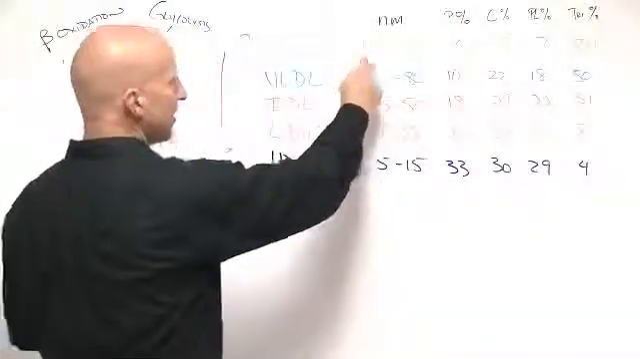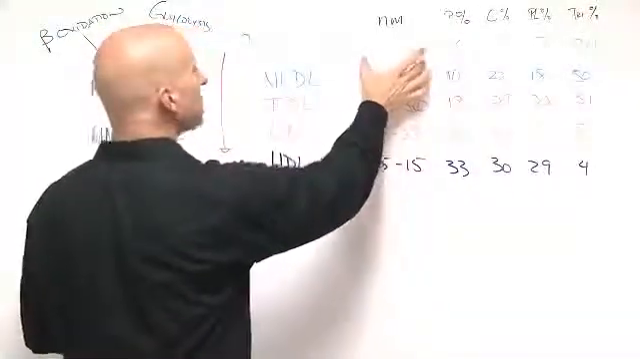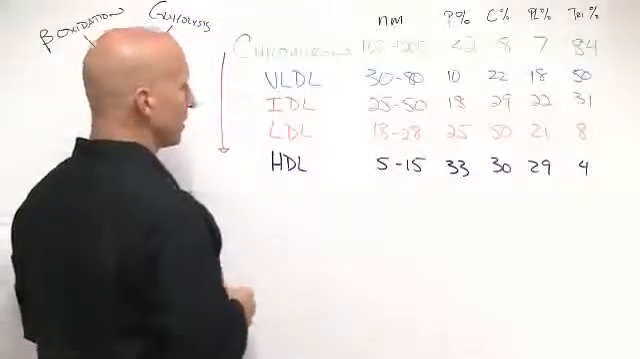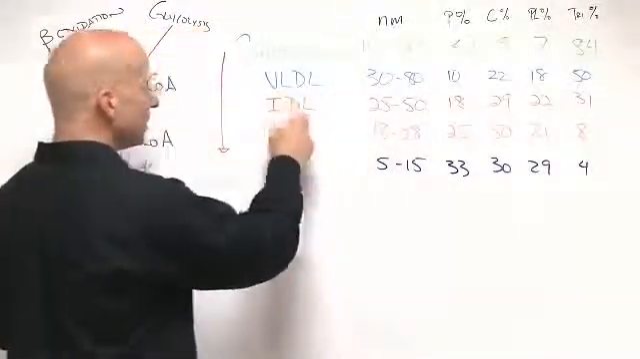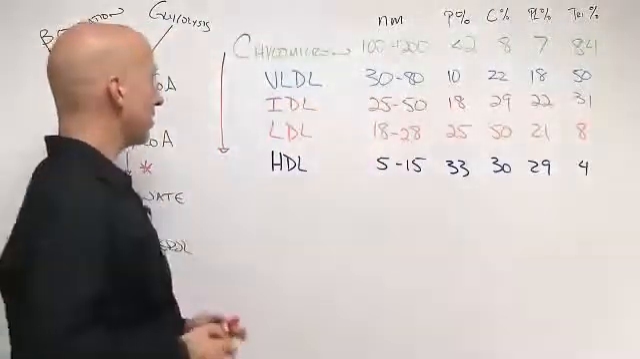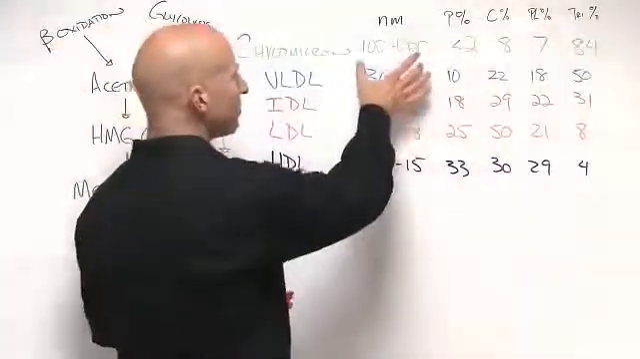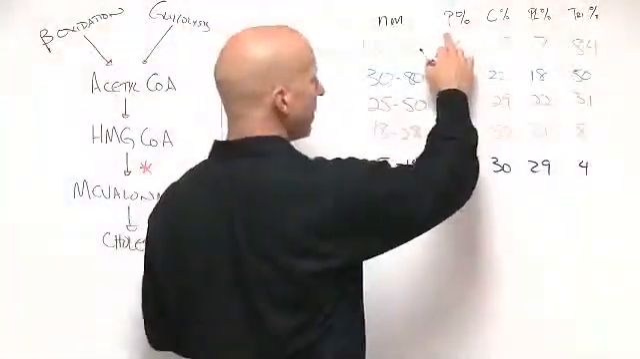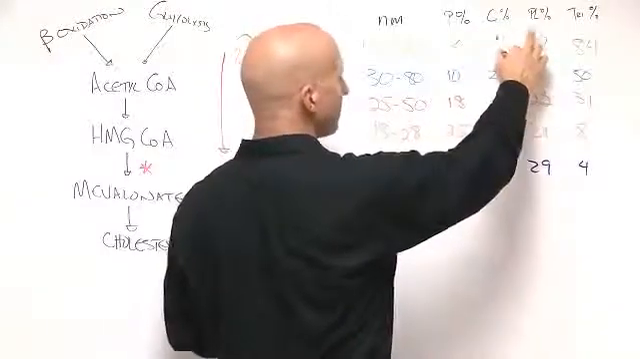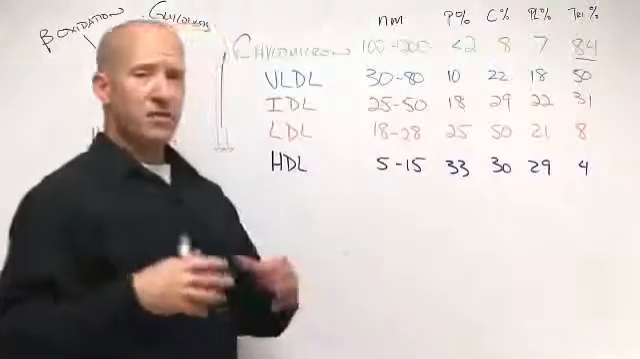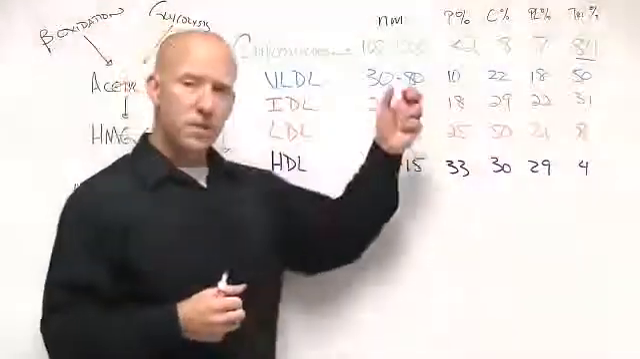Now here you can see that in nanometers, chylomicrons are by far the largest transport for these different types of lipids. In fact, the next one, the very low density lipoprotein, is quite a bit smaller, and then they get even smaller when you get down to the high density lipoproteins. So chylomicrons are very, very large. And if you notice in percentages, this is the protein content, the cholesterol content, the phospholipid content, and the triglyceride content. Chylomicrons by far are the largest, but they're the least dense.